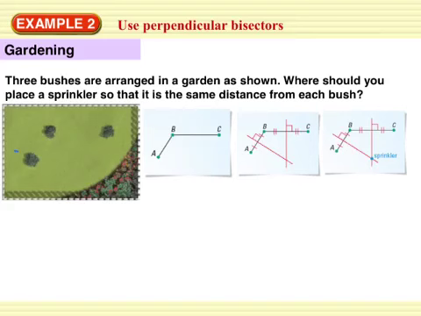So I'm going to measure AB, and I'm going to cut it in half. Then I'm going to measure BC, and I'm going to cut it in half. And the lines I'm going to draw are going to be perpendicular, which I did right there. I drew a perpendicular bisector of each segment that connects the bushes. So really, this right here is equidistant from each bush, and that is where the sprinkler would be. And that's really your answer.